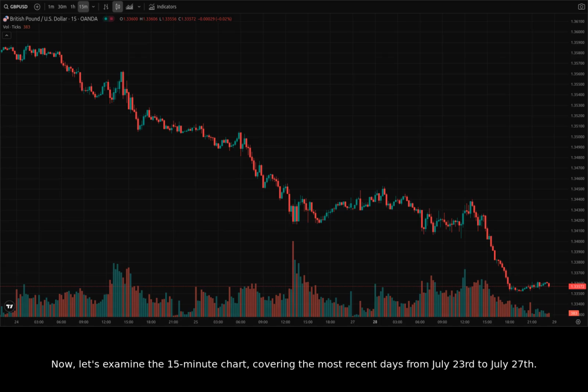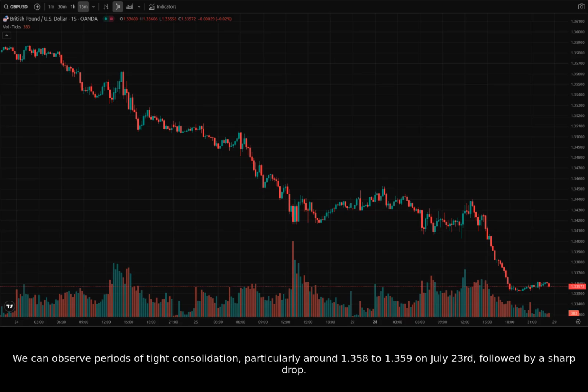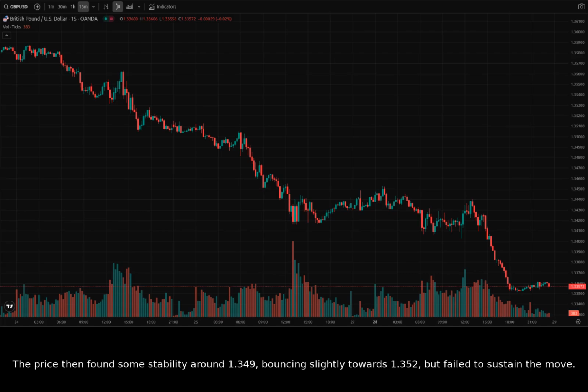Now, let's examine the 15-minute chart, covering the most recent days from July 23rd to July 27th. This time frame shows the immediate price action around the 1.34 to 1.35 levels. We can observe periods of tight consolidation, particularly around 1.358 to 1.359 on July 23rd, followed by a sharp drop. The price then found some stability around 1.349, bouncing slightly towards 1.352, but failed to sustain the move.